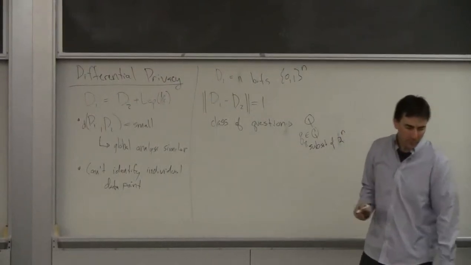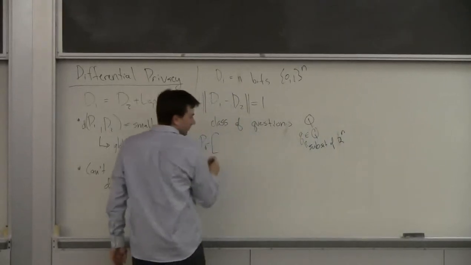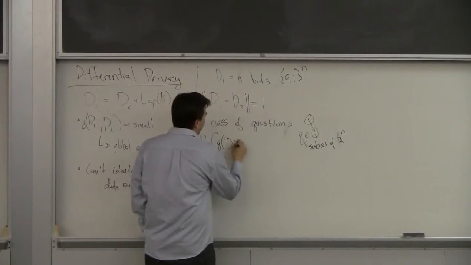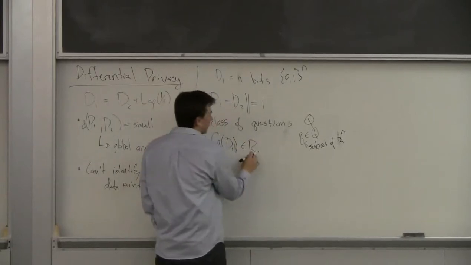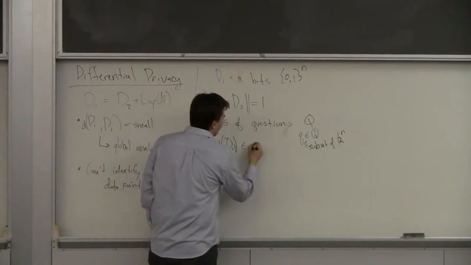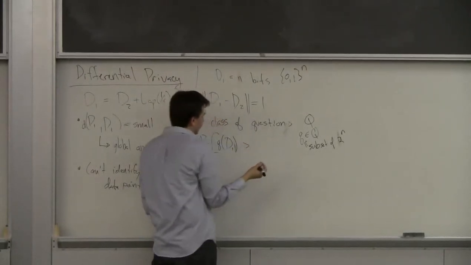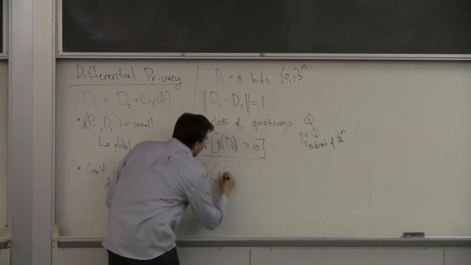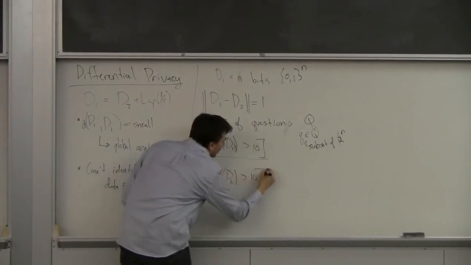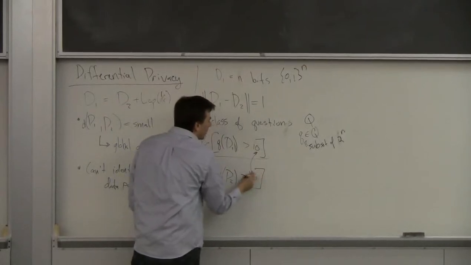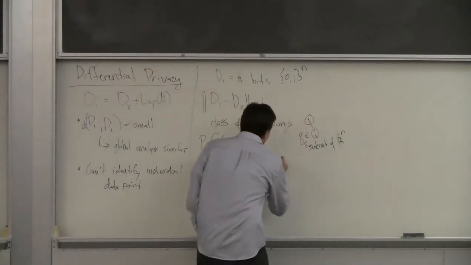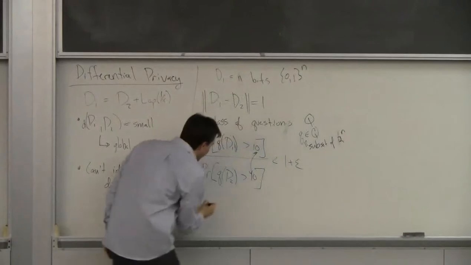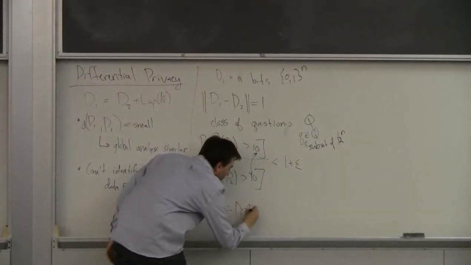Okay, so then what you want is that the probability that the query on D1 is in some range, say is greater than 10, so more than 10 people in some query range, over the probability that the same query range on D2 is also greater than 10. This 10 can be any value. Then you want this to be less than 1 plus epsilon for some epsilon parameter. And if all of these conditions hold, then this is called epsilon differentially private.